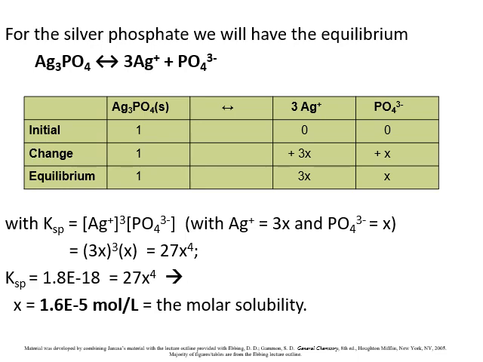And you get x equals 1.6 times 10 to the minus 5 molar. And that is the molar solubility for silver phosphate. It also will be the molarity of the phosphate, but it won't be the molarity of the silver, because the silver will break up into three times that. So to get the concentration of the silver plus, you have to multiply 1.6 times 10 to the minus 5 times 3. Next slide.